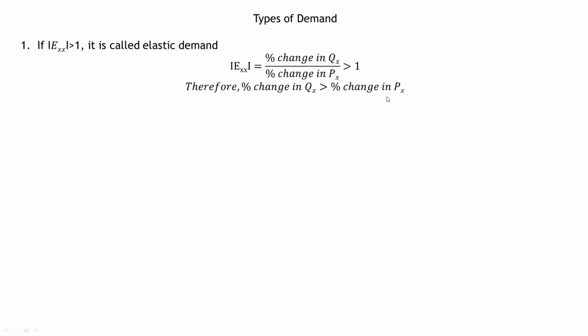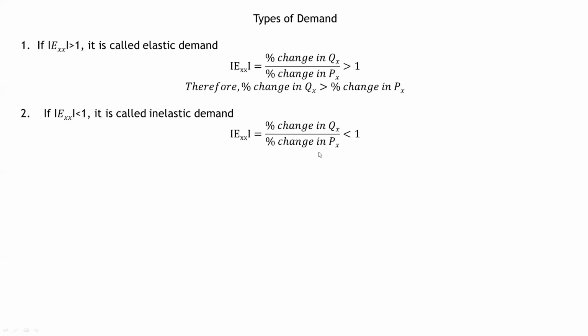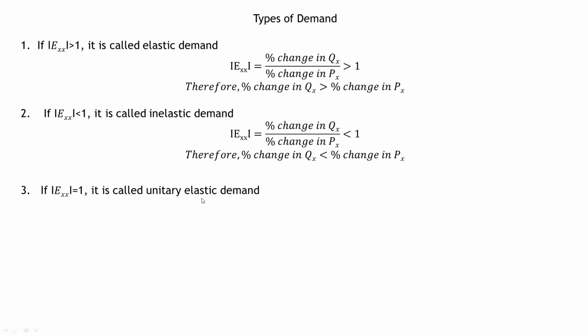Demand is inelastic when the absolute value of elasticity of demand EXX is less than 1. Again, according to the percentage formula, when demand is inelastic, percentage change in quantity demanded for X is less than percentage change in price of X. For example, if price rises by 10%, for inelastic demand, quantity demanded falls by less than 10%, say 6 or 8%. Demand is said to be unitary elastic when absolute value of own price elasticity of demand EXX equals 1. In this case, percentage change in quantity demanded is exactly the same as the percentage change in price of X.